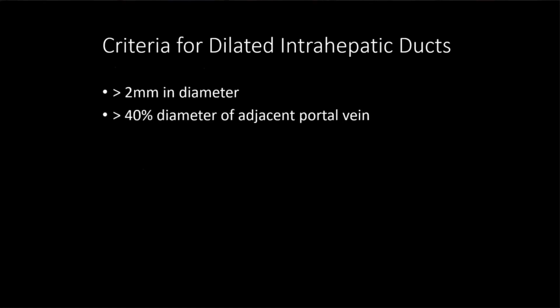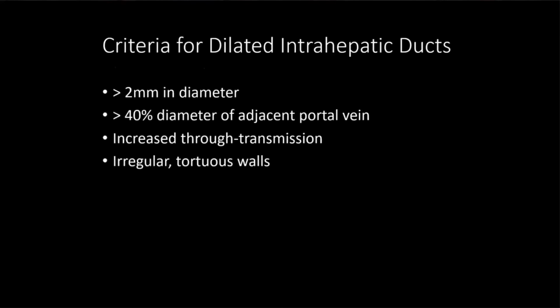You can also use 40% of the diameter of the adjacent portal vein. I find it hard to get the two really in line together. I think the 2 millimeters is actually an easier way to find this. And then they say if you have increased through transmission from these bile structures, because again, they're anechoic fluid. Again, I don't find that as useful as bigger than 2 millimeters in diameter. And also if they're irregular and have tortuous walls.